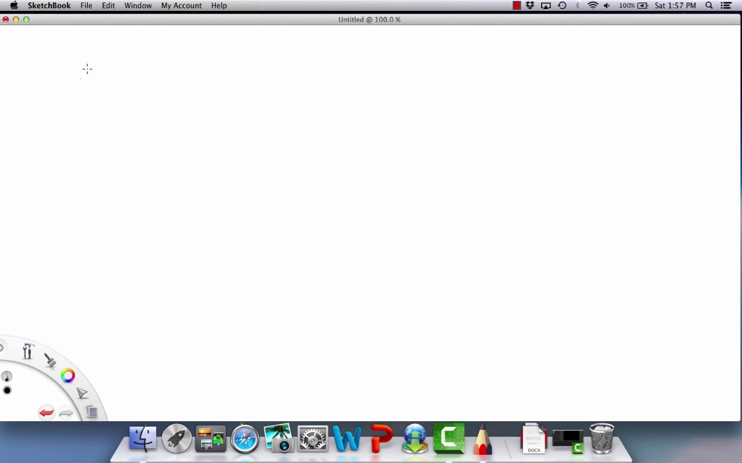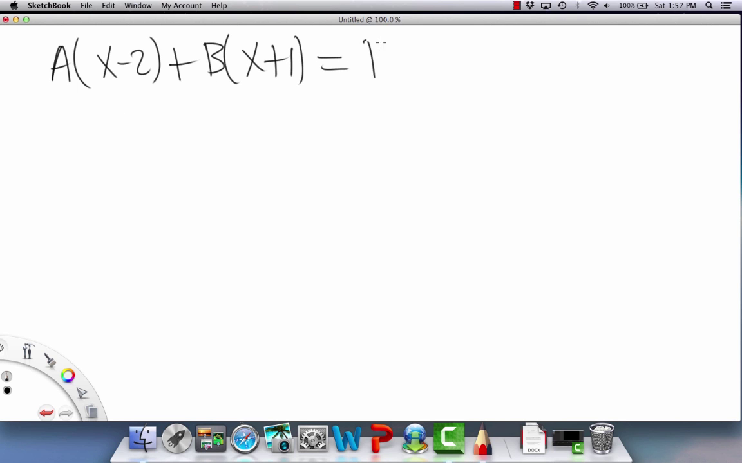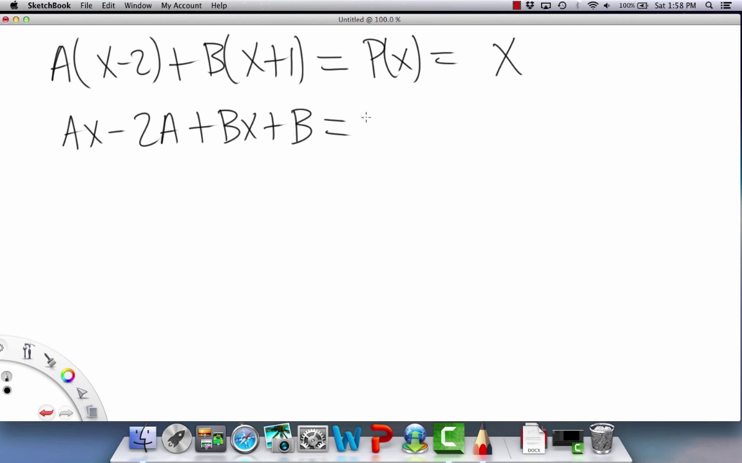So what we're going to have is, on the top we had a times x minus 2 plus b times x plus 1 equals our p of x, which they gave us as x. Okay? So in this case, we can just distribute. So ax minus 2a plus bx plus b equals, this is like a 1x, right? And then we don't have a constant, so we can consider that as 0. Okay? Alright, so now let's combine like terms.